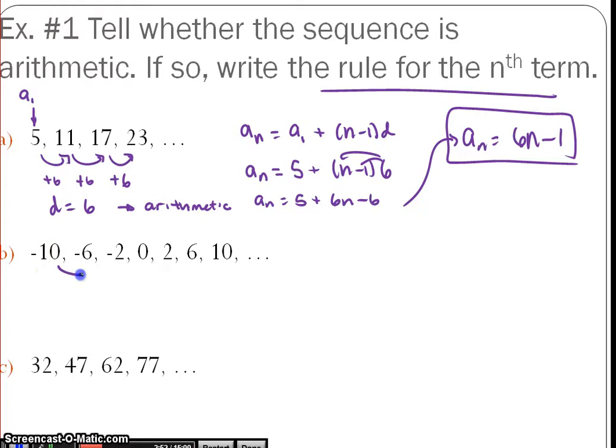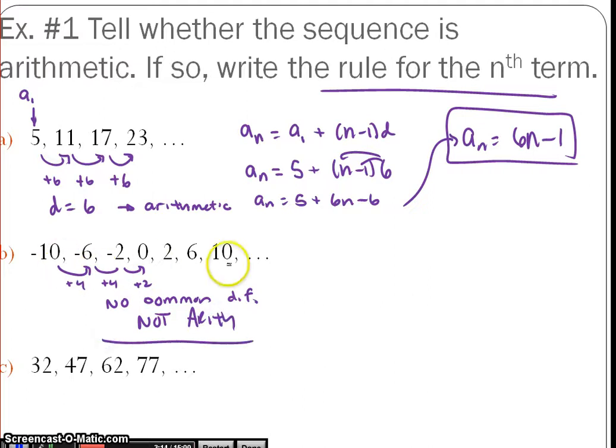Let's see if it's arithmetic. Here we added 4, so it's looking arithmetic, but if we keep checking, we added 2, so it's not common. There is no common difference, so it's not arithmetic. If it was arithmetic, it would be a common difference all the way through.